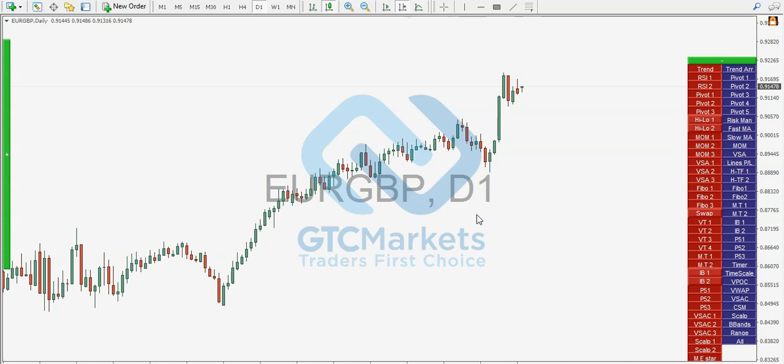Okay, without waiting further, I will start with this Euro GBP pair, or Euro Pound pair. What do we have in the daily time frame? We have a mother bar inside bar formation over here.